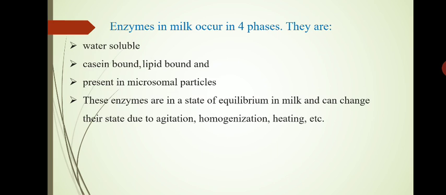Now in case of enzymes in milk, they occur in 4 phases. They are water soluble, casein bound, lipid bound, and some of the enzymes are present in microsomal particles. So in milk, some enzymes are soluble in water and are categorized under the water soluble category. Some enzymes are bound to the protein casein, and some are found bound to lipid. Then there are some enzymes found as microsomal particles. These enzymes are in a state of equilibrium in milk. All these 4 phases are in equilibrium with each other, and these states can be changed by agitation, homogenization, as well as heating.